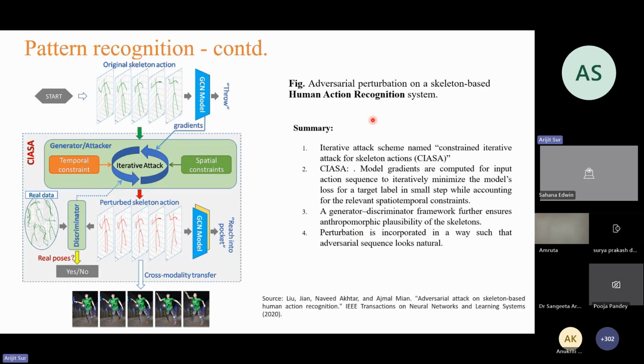This is also very important: skeleton-based human action recognition, how the skeleton action is inputted to make this discriminator falsify, so as to take the decision. So this is another attack model on human action recognition.